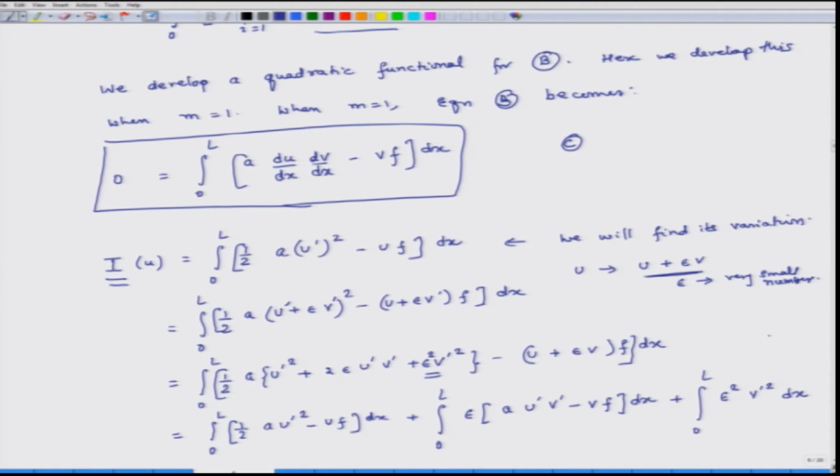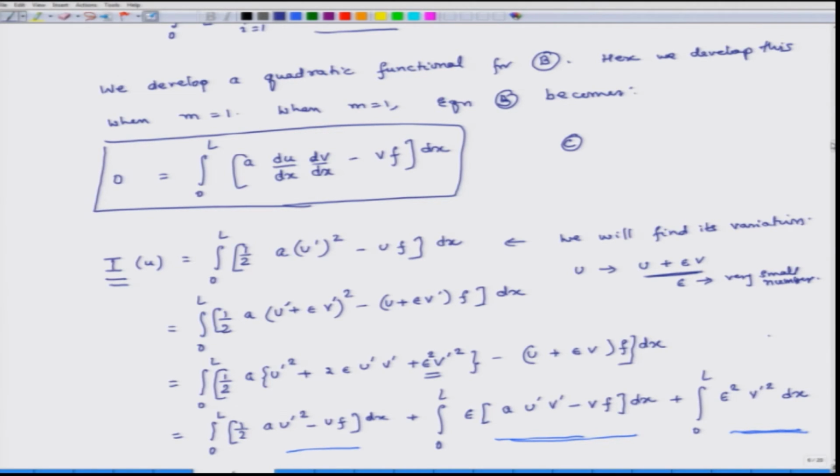So, what I have done is organized this entire expression, broken it into part 1, part 2, part 3. In the first part there is no epsilon, in the second part there is epsilon with the power of 1, in the third part there is epsilon with the power of 2. Okay. Now, we will see what all this means.